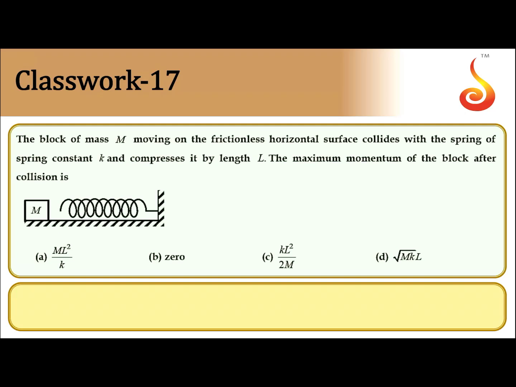17. The block of mass m moving on the frictionless horizontal surface collides with a spring of spring constant k and compresses it by length L. The maximum momentum of the block after collision is, okay. The question is maximum momentum. Now, momentum is mv. So, using the energy conservation principle, I can find out velocity and I can calculate momentum. Okay, let us see how to do this.